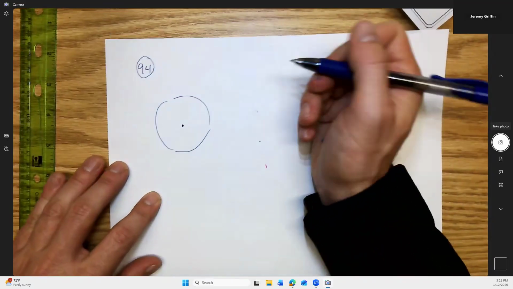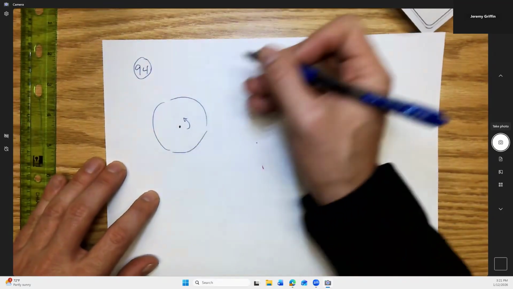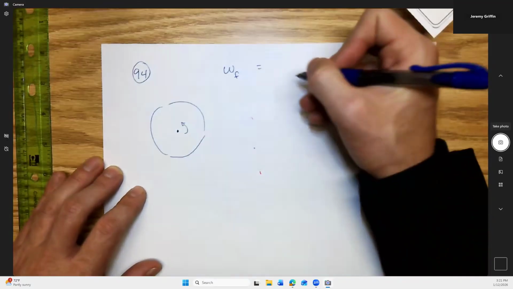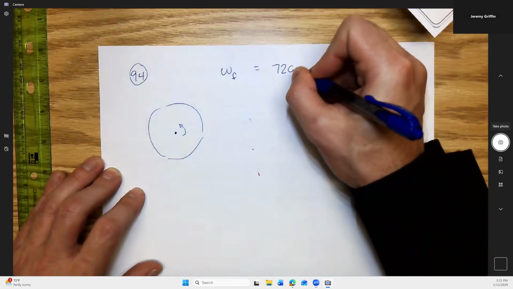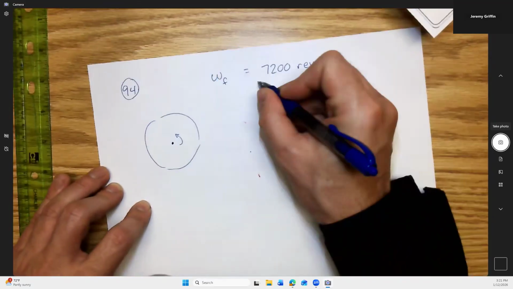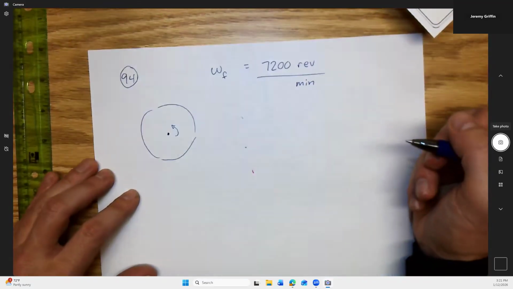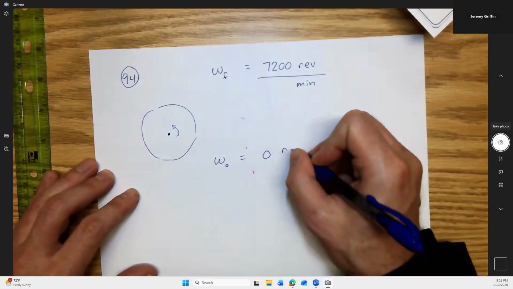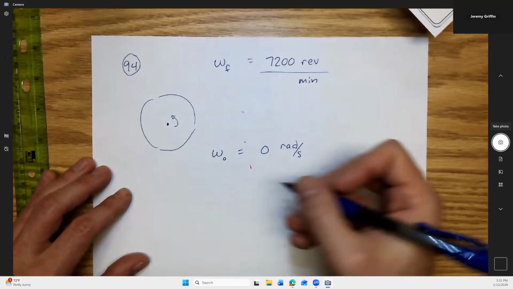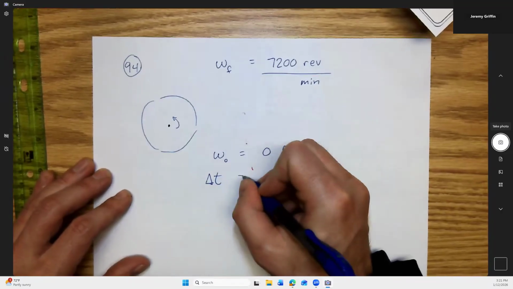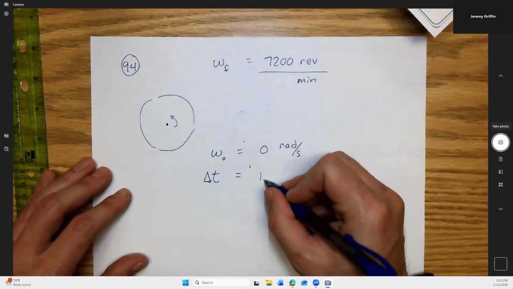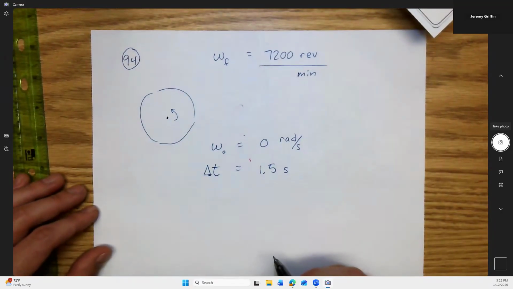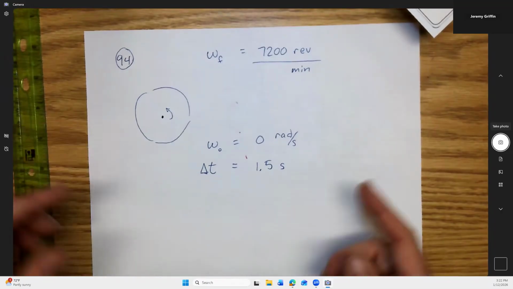So here's your hard disk right here. It's going to be spinning, and we're going for, I'll say, omega final. So the target angular velocity is 7,200 revolutions per minute. That's how they gave it to us. Let's have omega initial be 0 radians per second, because we'll eventually go everything radians per second. And we're looking for a time interval, t or delta t if you like. It could be 1.5 seconds. So given all this, the question is what's the angular acceleration during this 1.5 second interval? So it builds up to this speed.